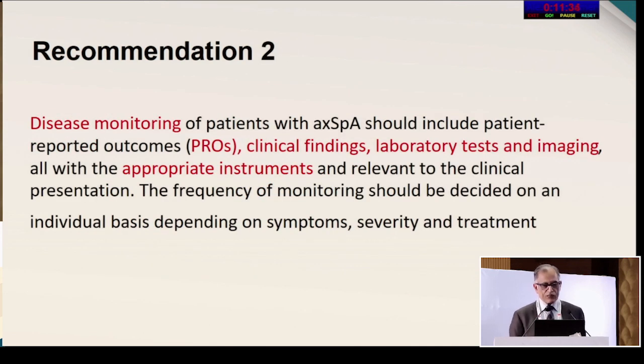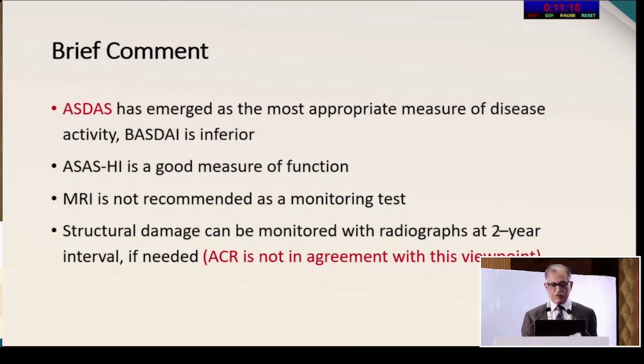The second recommendation is about disease monitoring. What they have said is, disease monitoring should include patient-reported outcomes, clinical findings, laboratory tests, and imaging, all with appropriate instruments which have been validated and relevant to the clinical presentation. And the frequency can be decided depending on the individual. My brief comment is that ASDAS has emerged as the most appropriate composite measure of disease activity as of today.